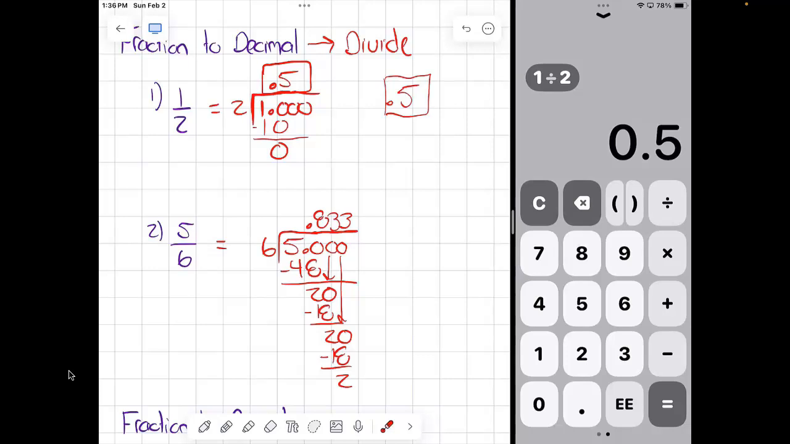When we have a decimal that continues on, we're going to round to the nearest hundredth place. So we're going to underline the 3, draw an arrow to the boss, and then our final answer is approximately 83 hundredths. When doing this on your calculator, 5 numerator divided by 6 denominator, we get 0.83333.